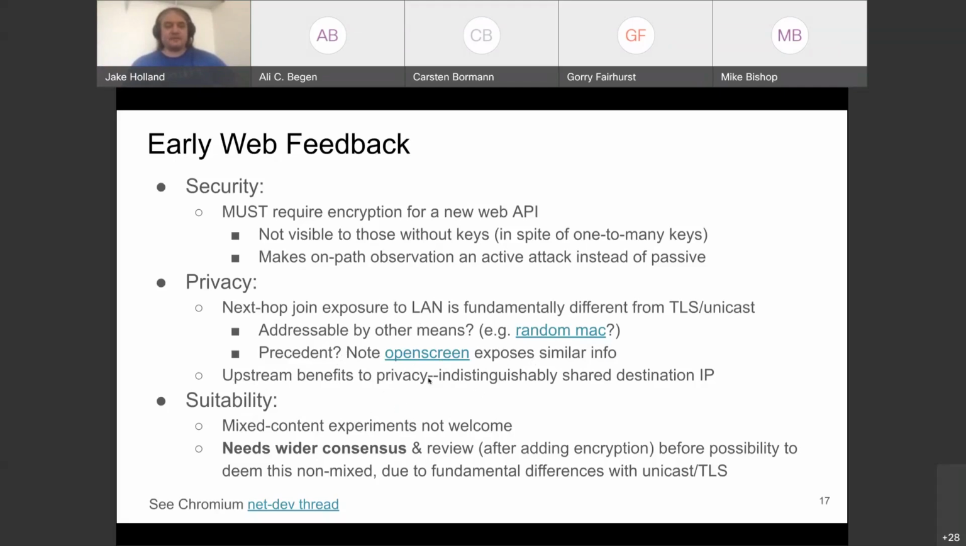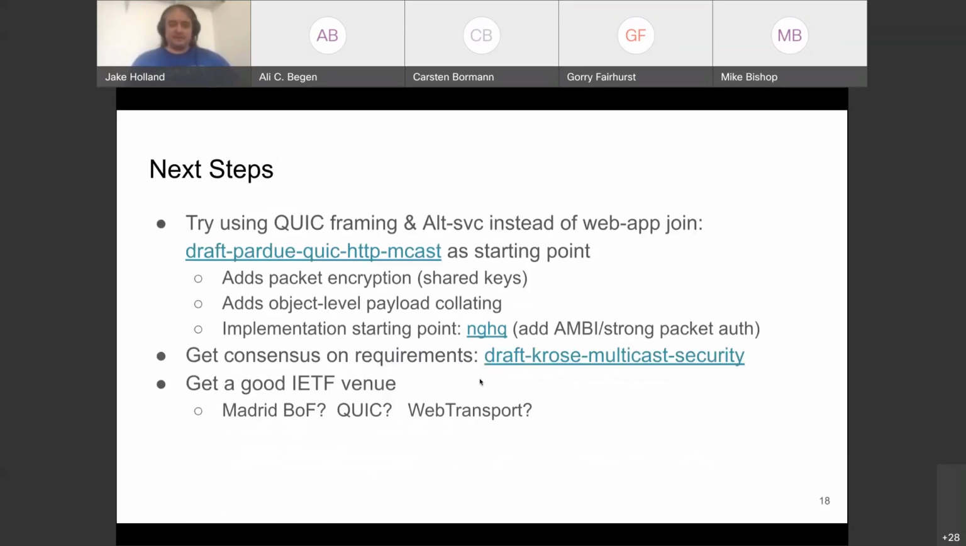And then the suitability for checking it in as an experiment. This is why it was rejected. It's considered mixed content at this stage, and it needs wider consensus. So that's kind of what we're trying to do now, is get that ball rolling.